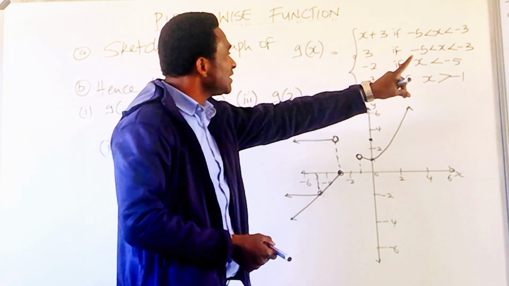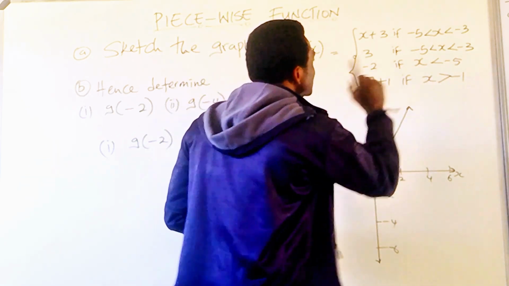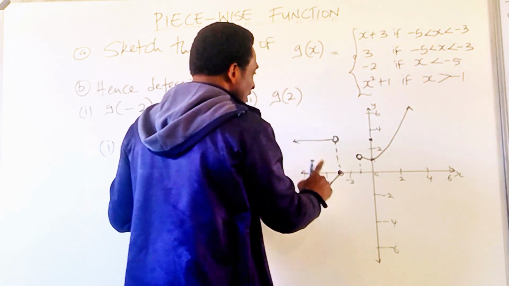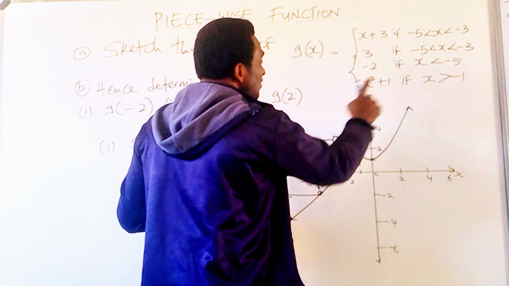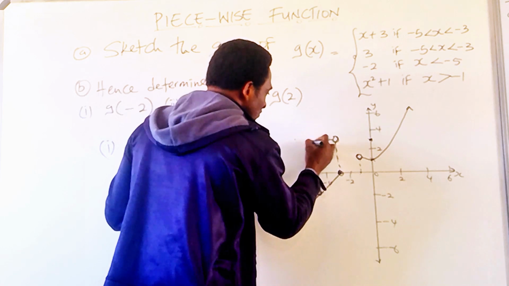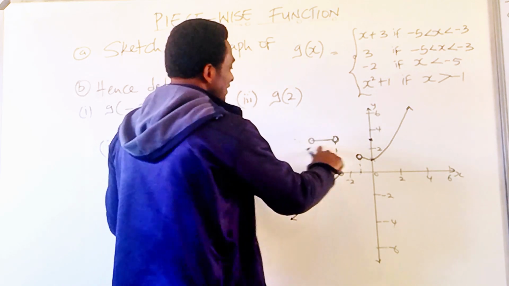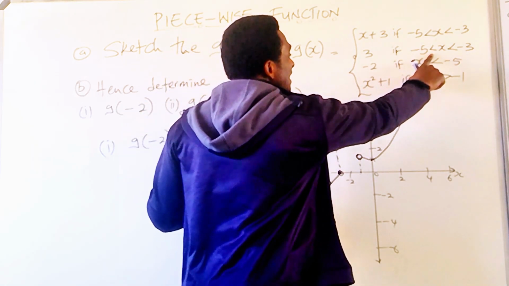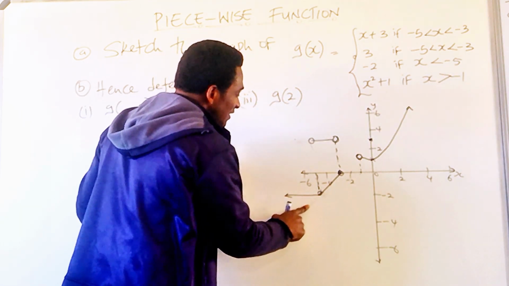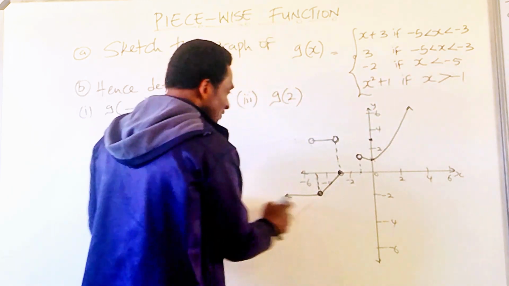Let's write this. Greater than negative 5, less than negative 3. That is the graph. For this one, greater than negative 5, less than negative 3. So this is 6. And the next one, less than negative 5, this is 6.